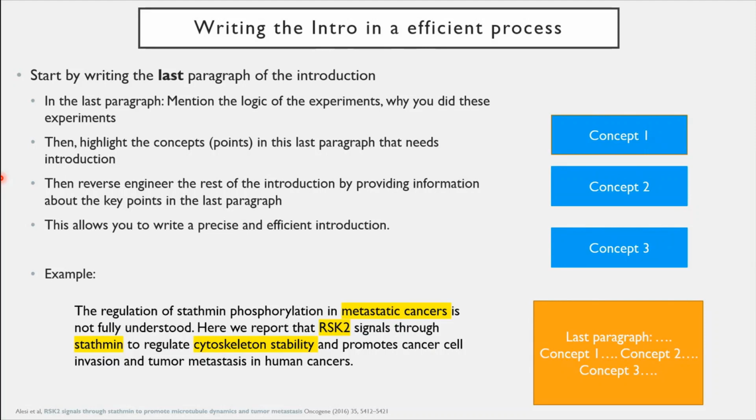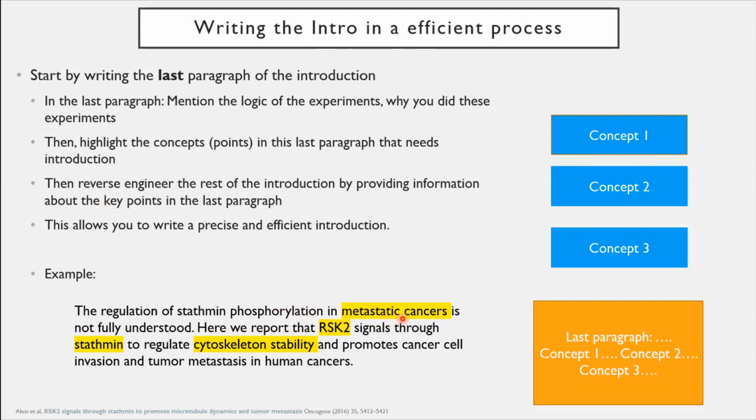So for example, this is the last paragraph of a paper I was reading. And if you look at it, I'm just going to read it quickly. The regulation of stathmin phosphorylation in metastatic cancers is not fully understood. Here we report that RISC-2 signals through stathmin to regulate cytoskeleton stability and promotes cancer cell invasion and tumor metastasis in human cancers. So as you can see, I've highlighted the main concepts.